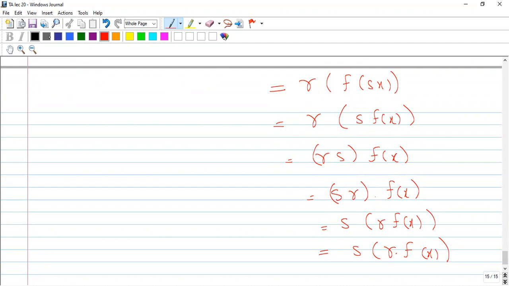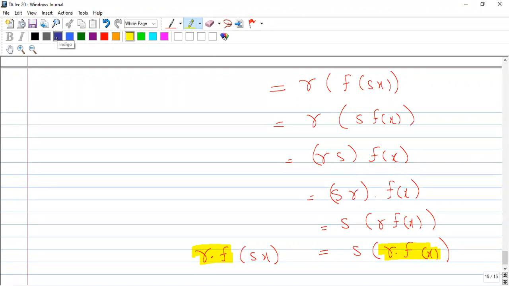So again, what we proved is that r dot f of s x: if I take the image of s x under r dot f, it is equal to s times the image of x under r dot f. Just as in the property of module homomorphisms, the linear property, where we take the scalar out, in the same way we can take the scalar out of the function.